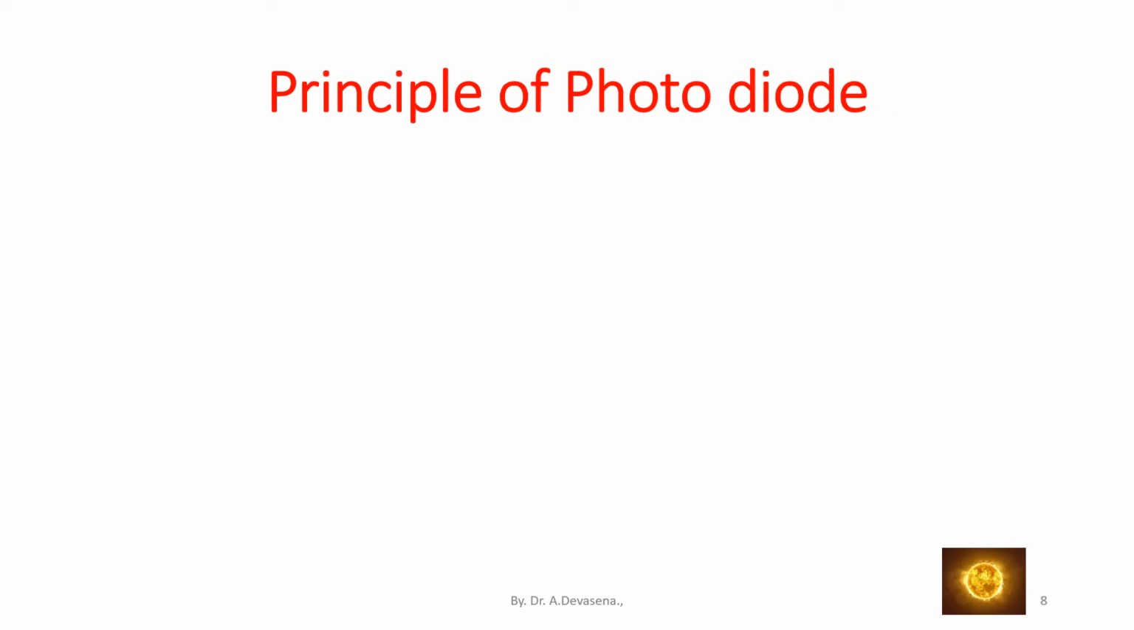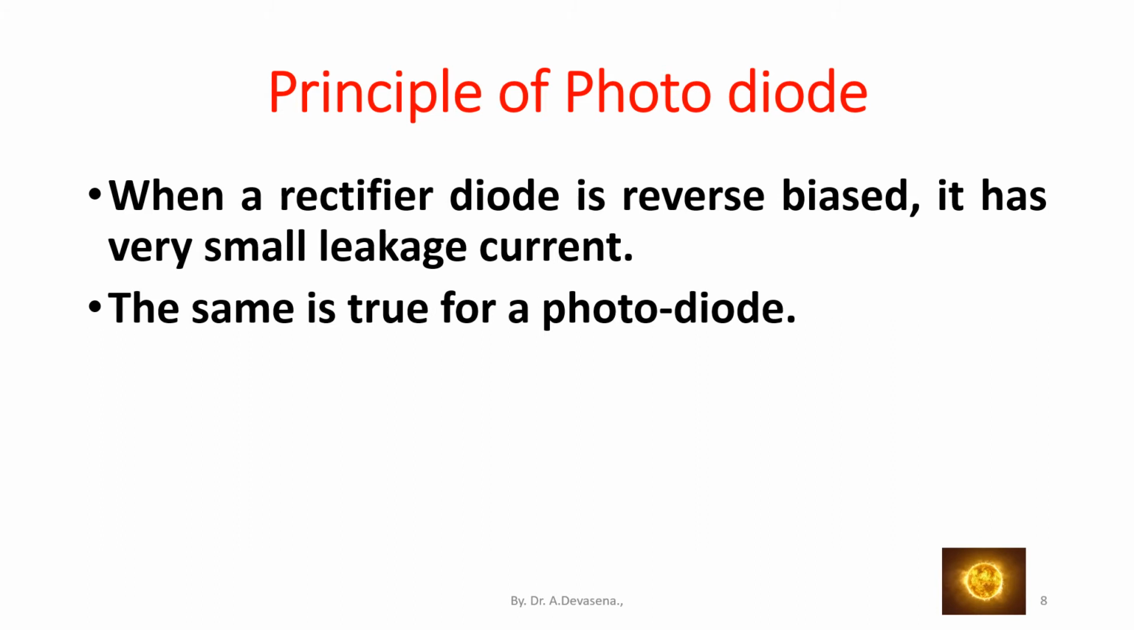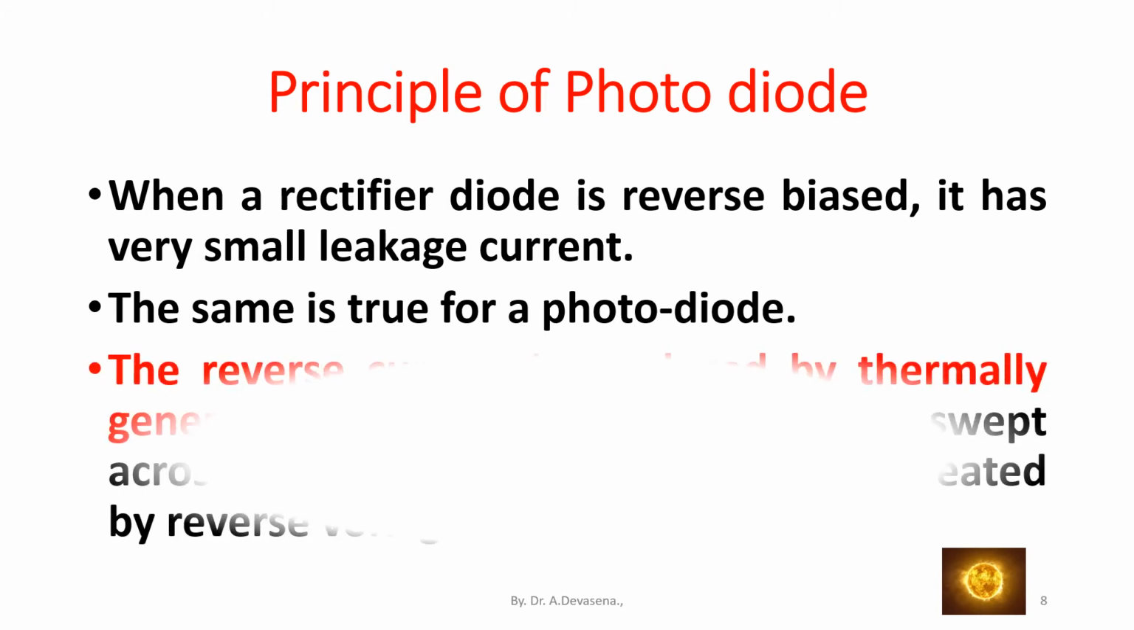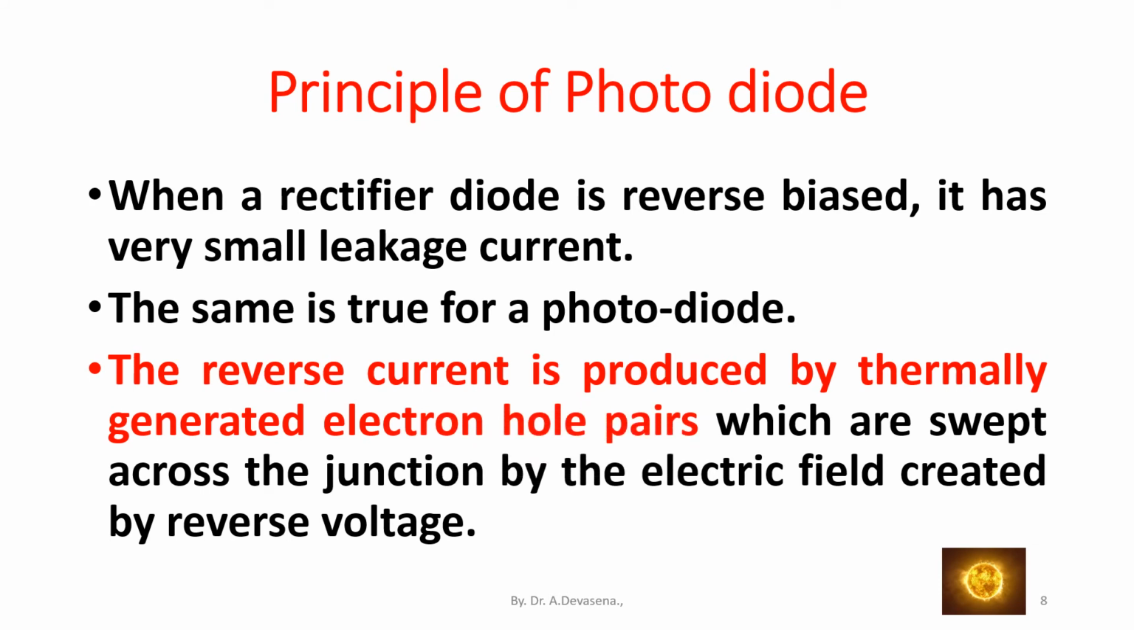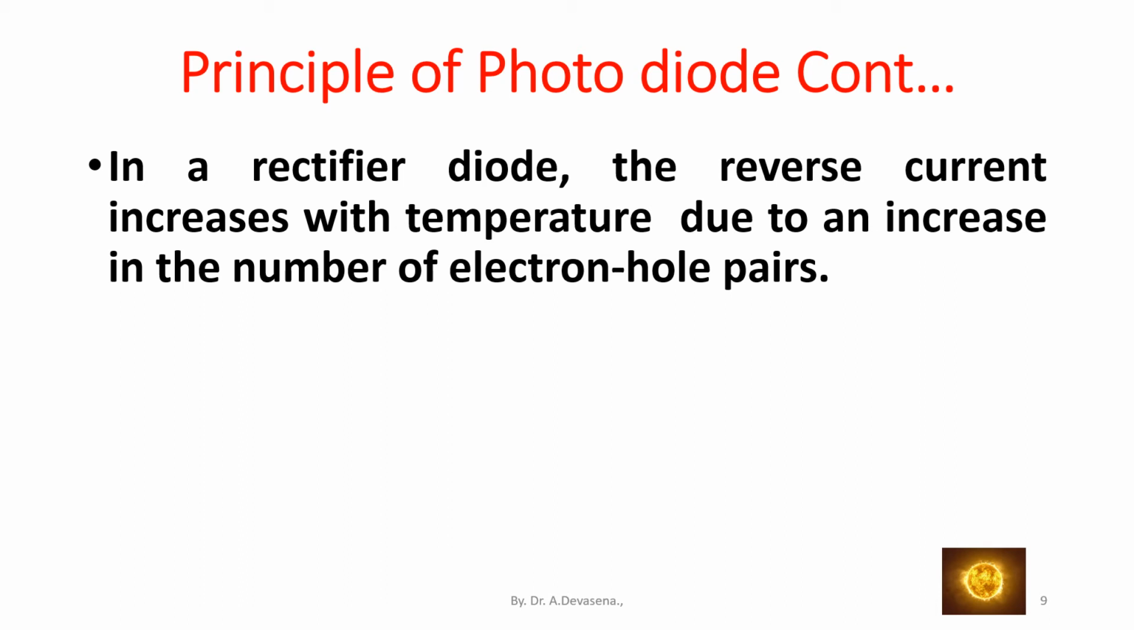Principle of photodiode. When a rectifier diode is reverse biased, it has very small leakage current. The same is true for a photodiode. The reverse current is produced by thermally generated electron-hole pairs which are swept across the p-n junction by the electric field created by reverse voltage. In a rectifier diode, the reverse current increases with temperature due to an increase in the number of electron-hole pairs.